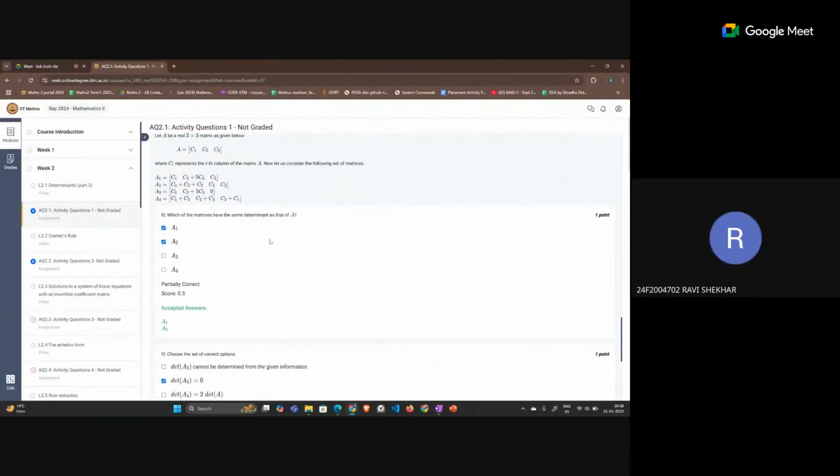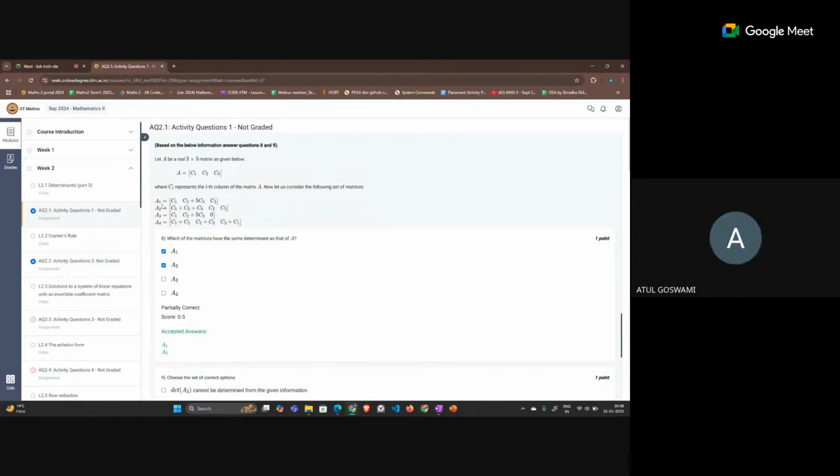No, zero. A1 is equal to A. The question says that. Let me check: determinant of A1 is equal to determinant of A. A1 and A are different matrices. Correct. The determinant of A1 would be the same as the determinant of A, the original. Okay, thank you. That's it.